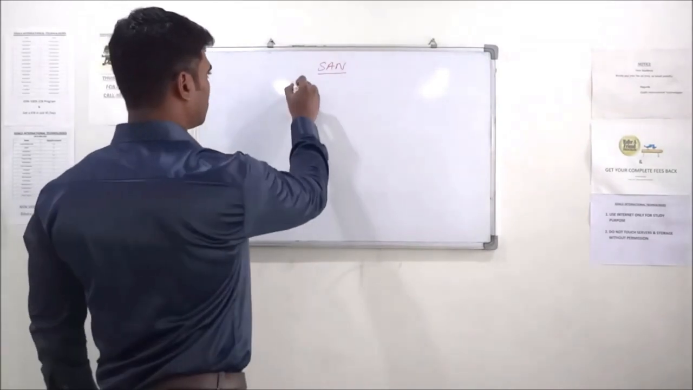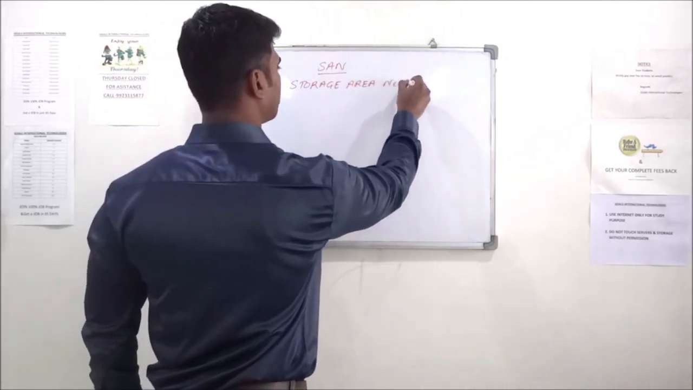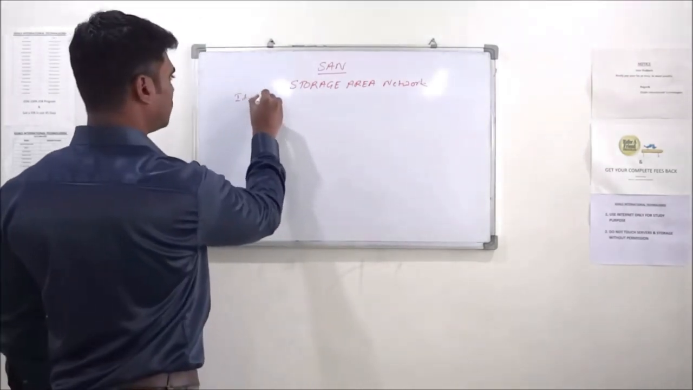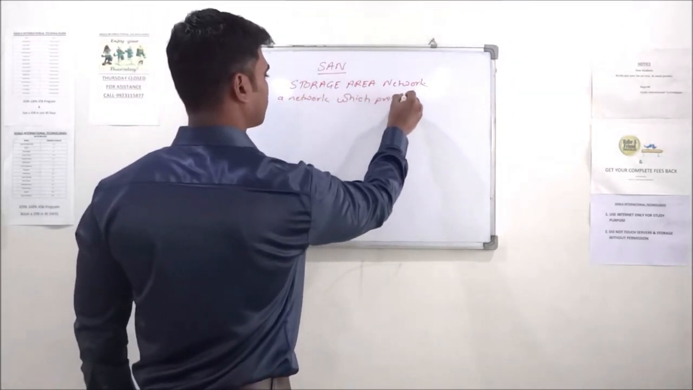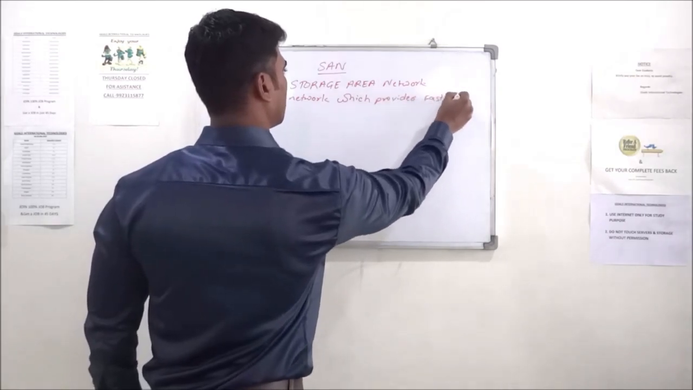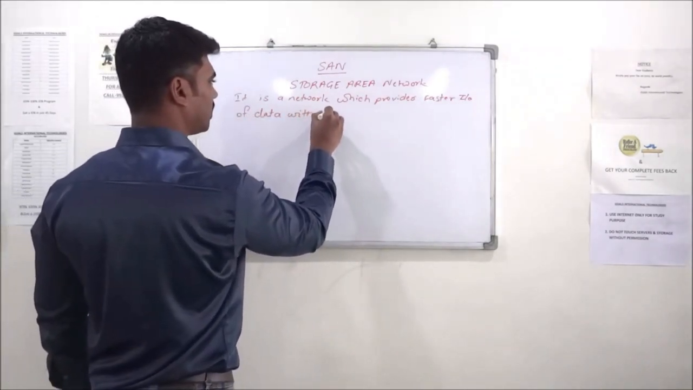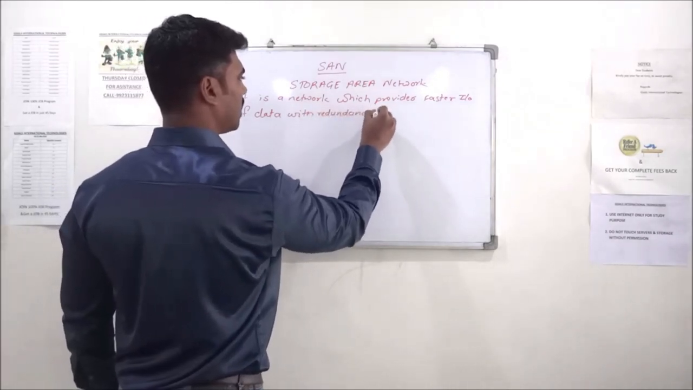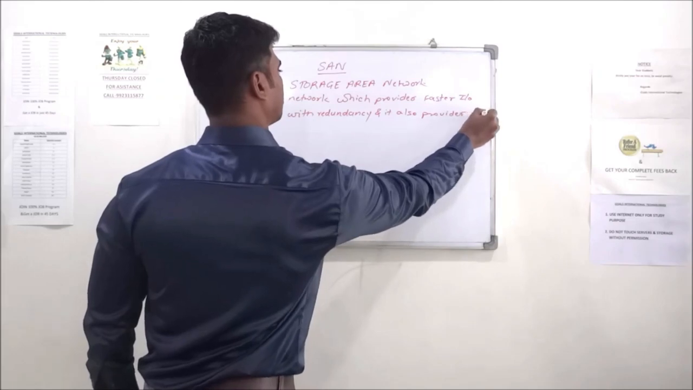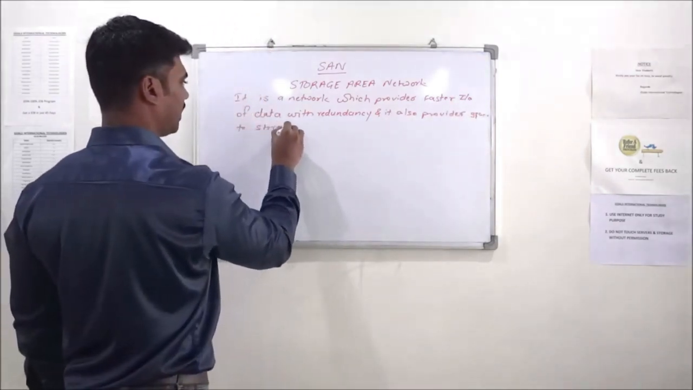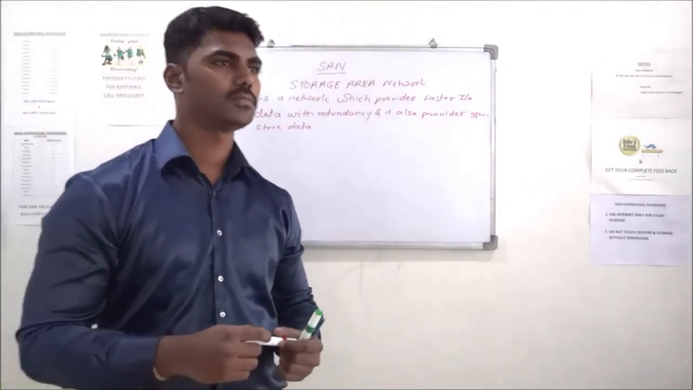Okay, so Storage Area Network. So it is a network which provides faster input output of data with redundancy and it also provides space to store data. So as you can see, the definition is very simple, and in the definition itself, we have three advantages.